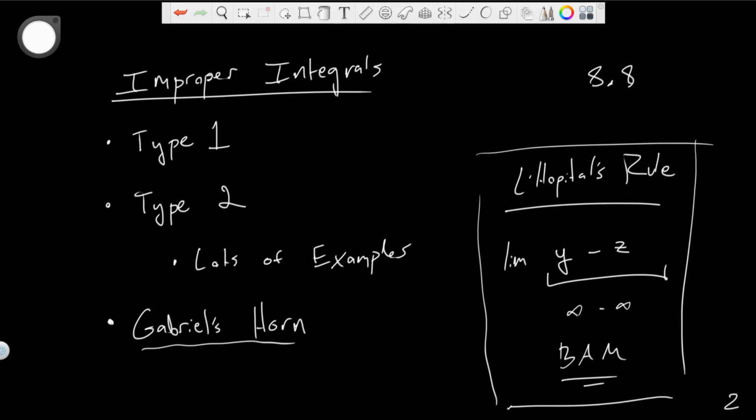And now that I got my one BAM for the video out of the way, I'm going to go ahead and close out here. I may or may not have just brought up L'Hopital's rule so that I could say BAM.